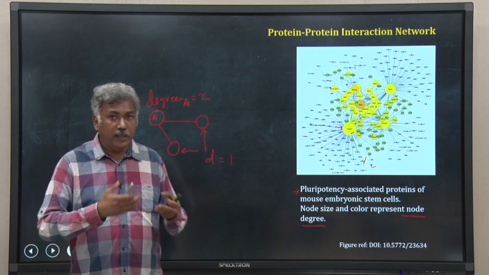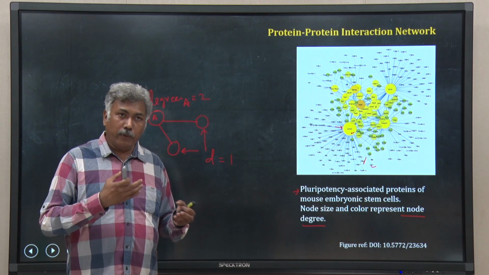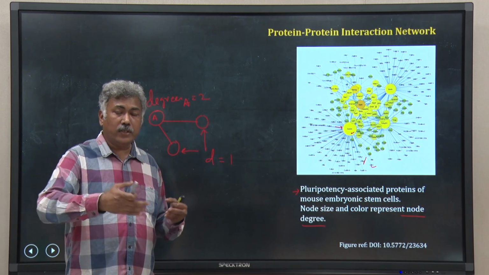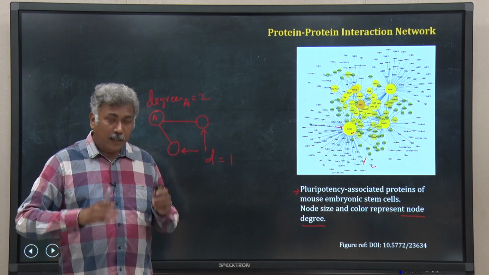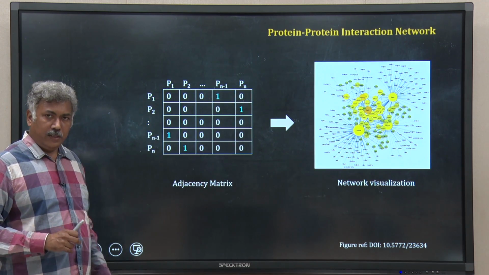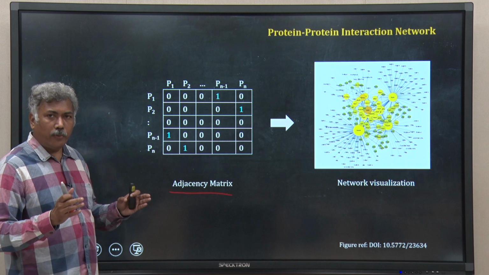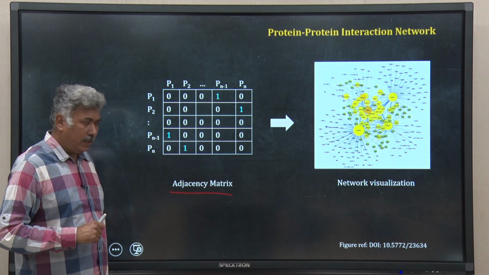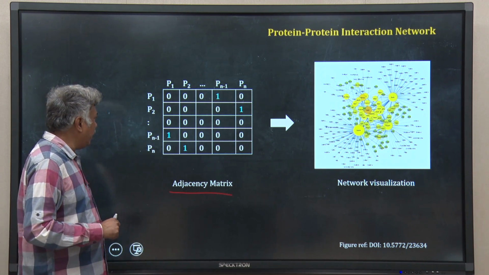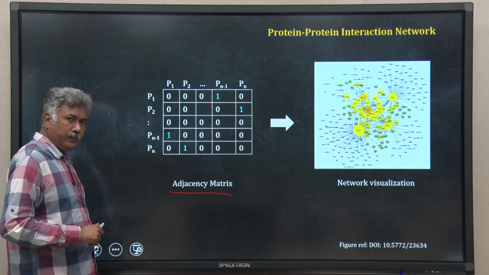Now, when you want to create this type of diagram, how will you store the data? Because you have to feed this data of physical interaction between the multiple proteins to the computers, to the software, so that it can create the plot. The data is usually stored in something called an adjacency matrix. Let me explain that. This is an adjacency matrix for n number of proteins interacting with each other. This is a square matrix. As you can see here, I have n number of columns and n number of rows.